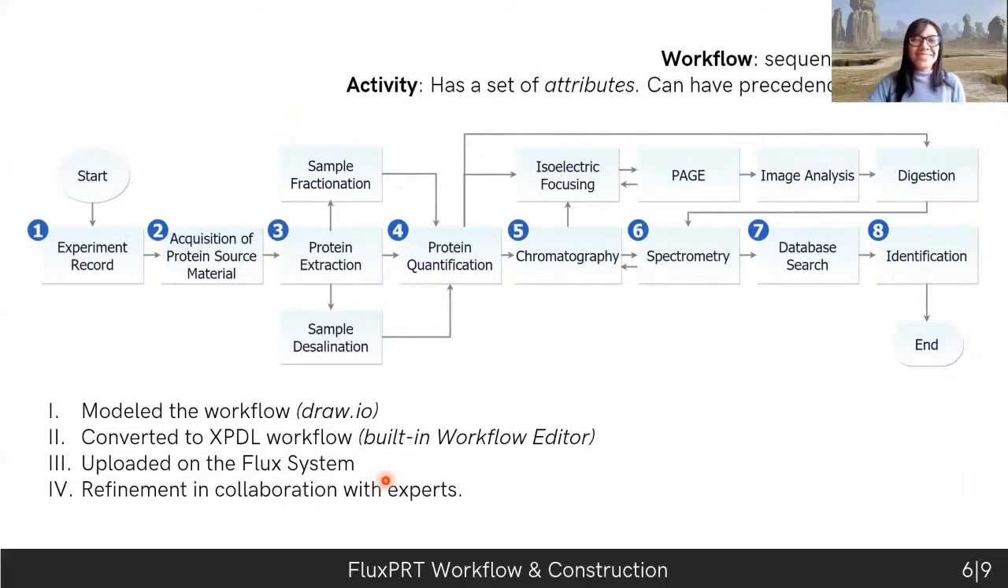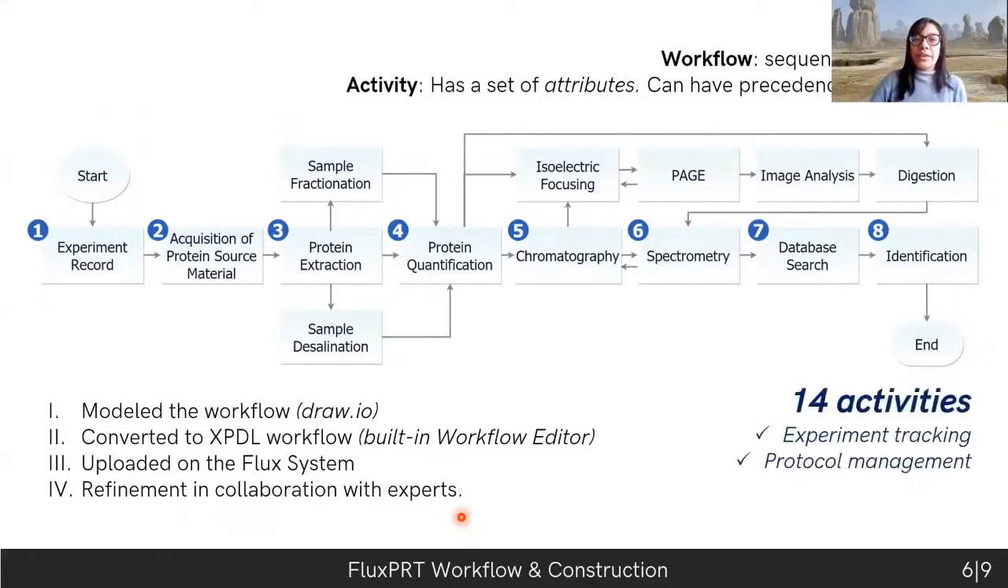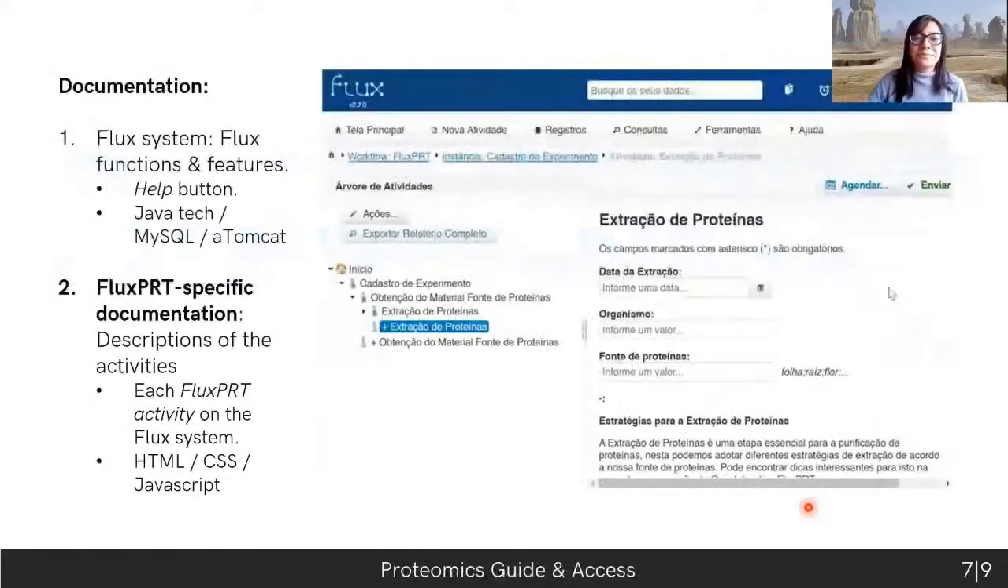After every cycle of testing, we did a refinement in collaboration with experts at the Laboratorio de Proteómica y Bioquímica de Proteínas at the Universidade Federal de Viçosa. And finally, we have our workflow, which has 14 activities and enables experiment tracking and protocol management.